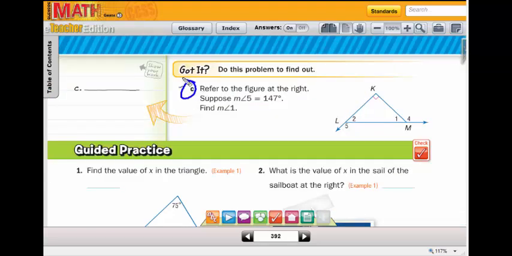All right, let's look at letter C. Refer to the figure at the right. Suppose that the measure of angle 5 is 147 degrees. We'll write it right in there. We got 147 right there. Find the measure of angle 1.